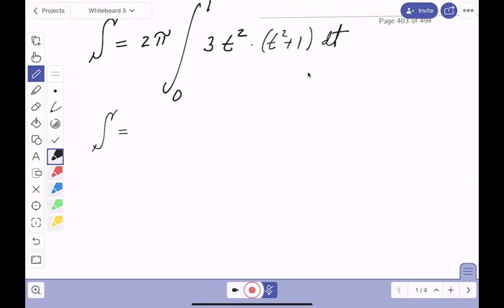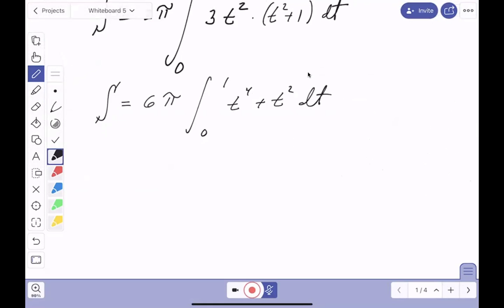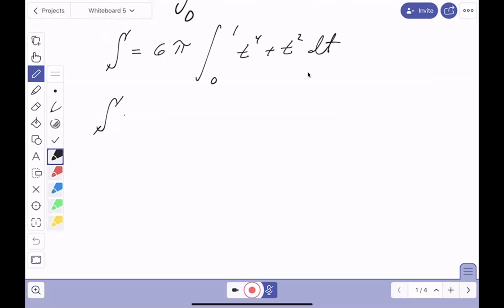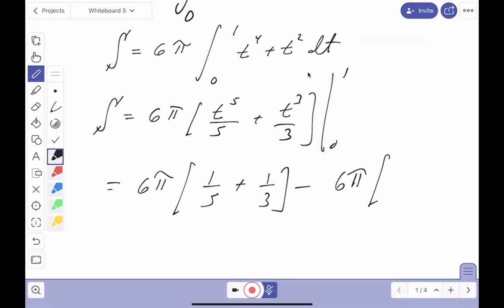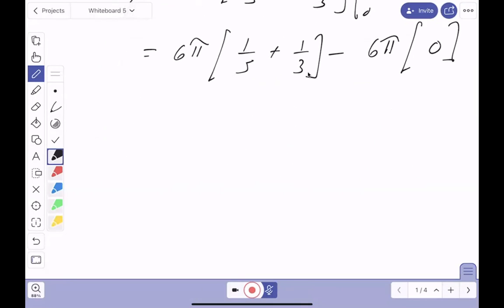S equals 6 pi, 0 to 1. That's t to the 4 plus t squared dt. Let's keep going. And again, S is going to be the surface area. 6 pi, that's going to be t to the 5 over 5 plus t cubed over 3, 0 to 1. Let's write this down. Be careful. That's going to be 1/5 plus 1/3 minus 0, with the lower limit just evaluating to 0. So that's pretty simple.